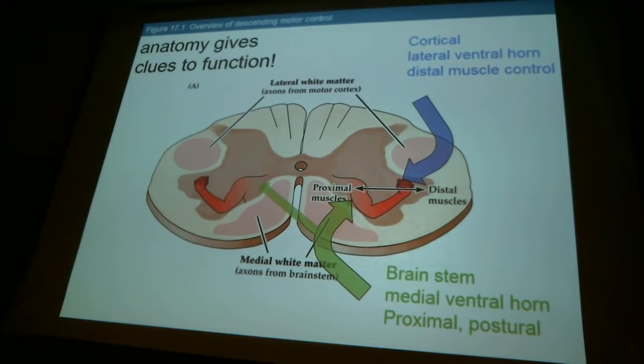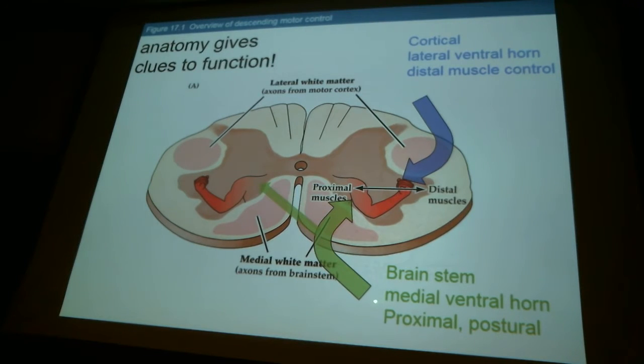Okay, so here's another view. The anatomy really gives you clues into what the function of each of these divisions are. Here we have cortical inputs arriving via the lateral tract. So this is the lateral tract here and here. So you have these cortical inputs arriving. Remember, they've crossed over from the other side already and are arriving to the distal muscles.